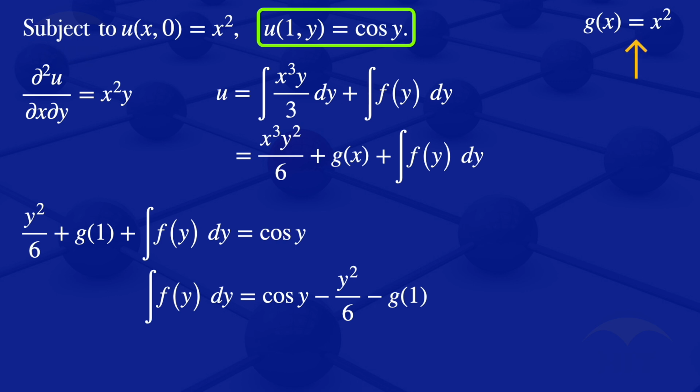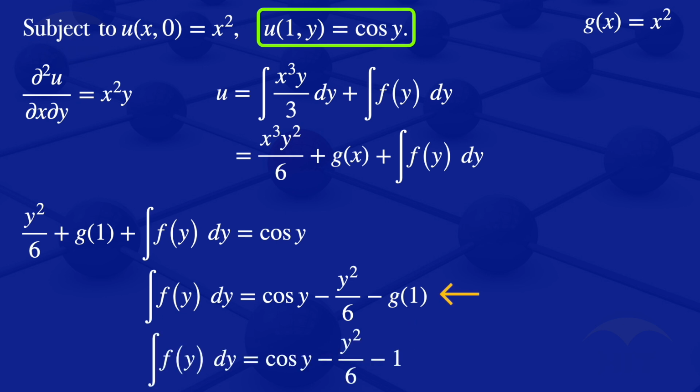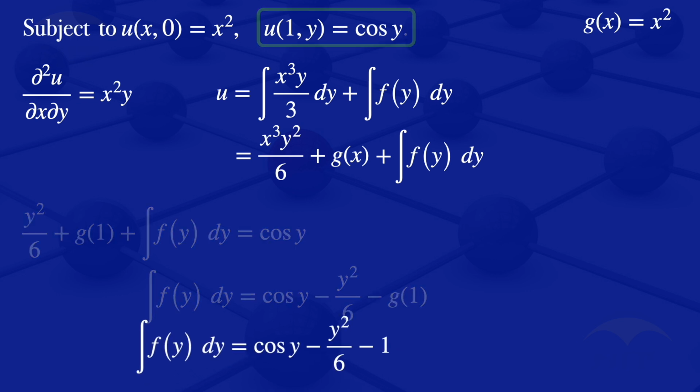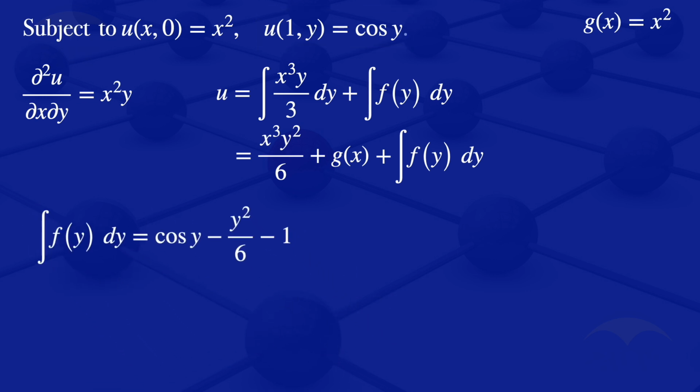But we have our g of x here, and we can use that to evaluate g of 1. G of 1, we are saying where we have x, we put 1. So g of 1 will be 1 squared. So it will give us a 1. So this equation here becomes the integral of f of y with respect to y is equals to cosine y minus y squared divided by 6 minus 1. So that's the integral of f of y with respect to y.